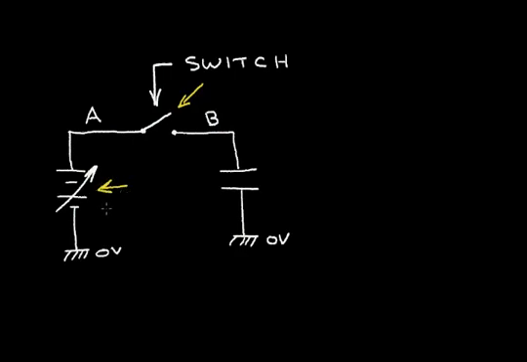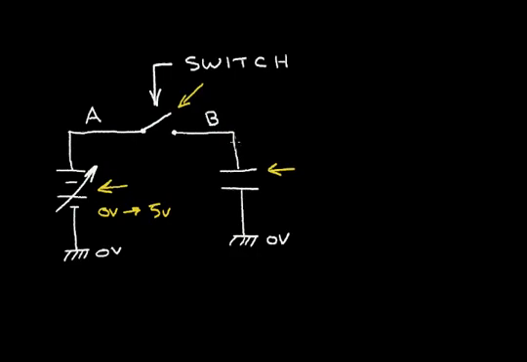Now here I have a battery, and I drew an arrow through it to show that this is a variable voltage. And in this example, I want to vary the voltage from 0 volts to 5 volts. And I want to be able to close the switch and transfer the full battery voltage over to this capacitor.